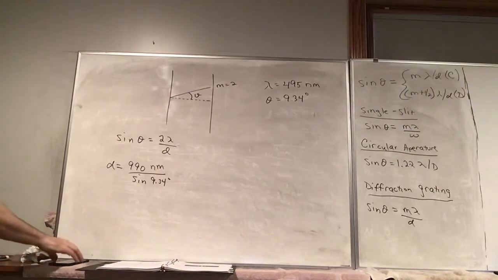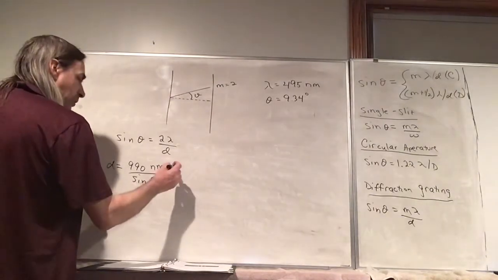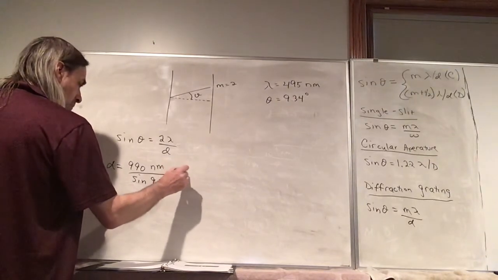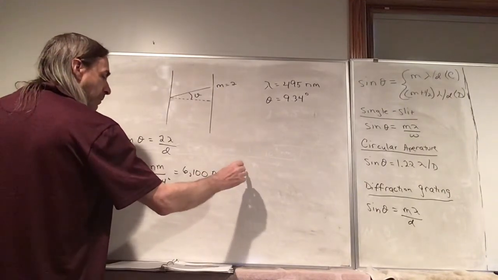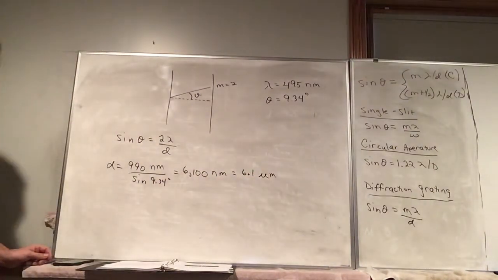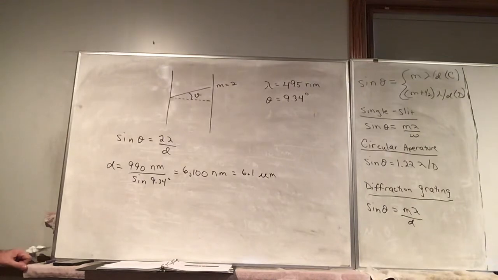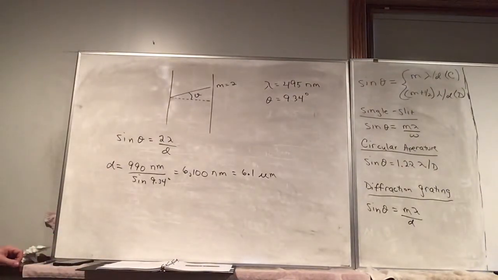Okay, so we'll get probably micrometers out of this, but I'm going to do 990 divided by sine of 9.34. Yeah, I'm getting 6,100, which would be 6.1 micrometers. So that's the spacing between the slits, but that's not really what the question is asking. It's saying how many lines per centimeter does the grating have?